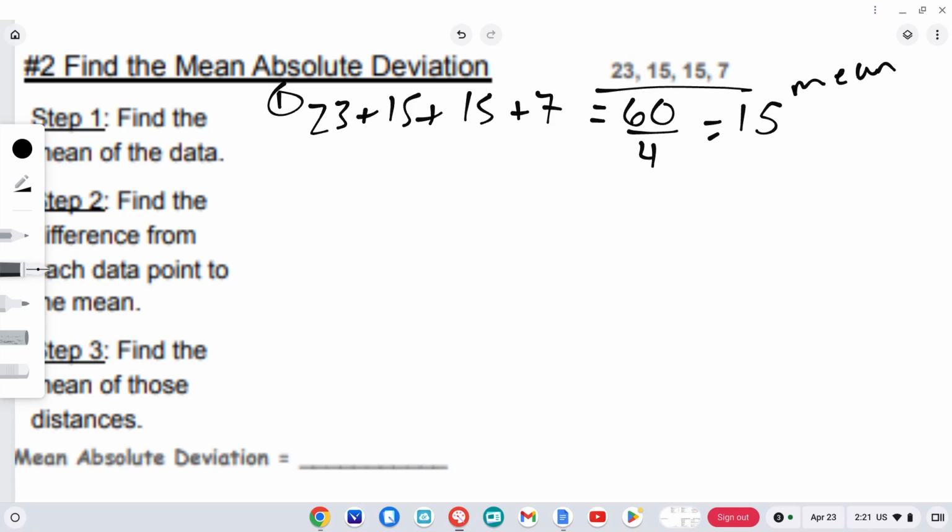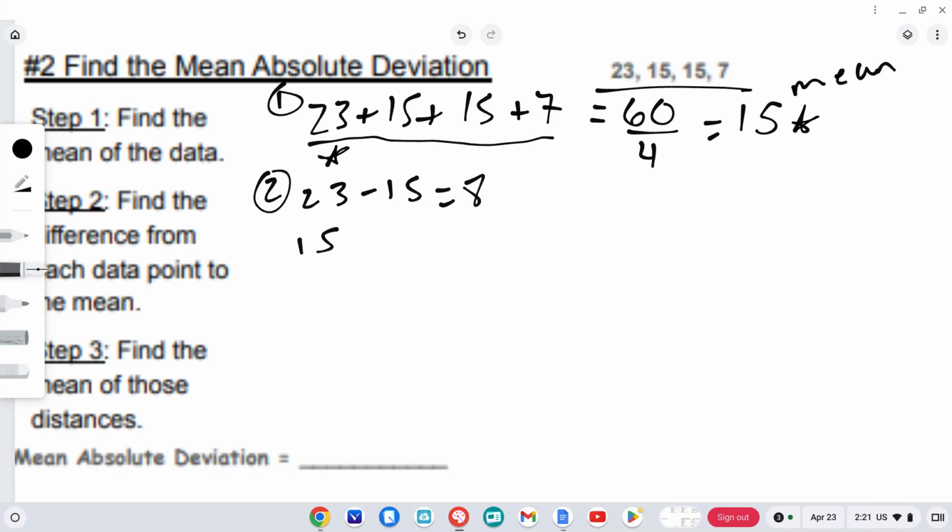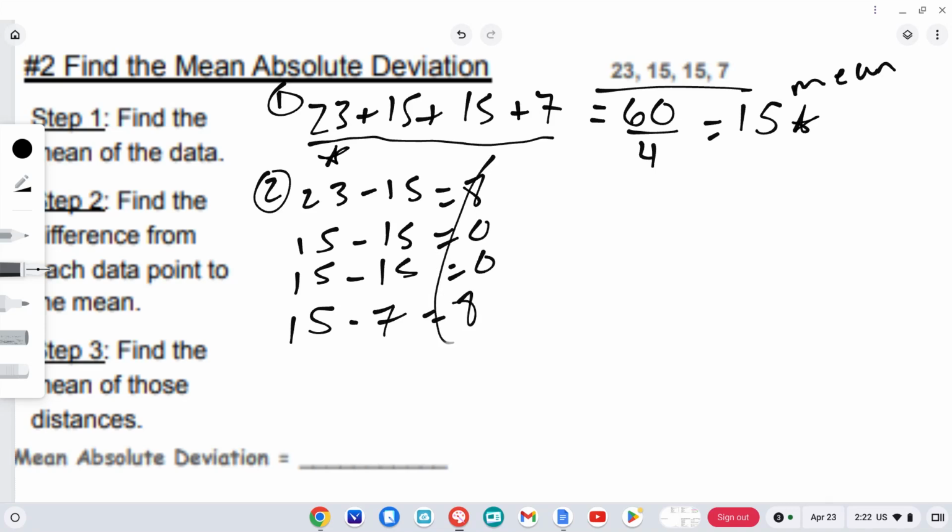Pause and think about, okay, what am I going to do? Now we're going to make our list, just going down the line, subtracting the bigger number minus the smaller number, using these numbers and our mean. So first one's 23. 23 minus 15 is 8. Then I have 15 minus 15. That's easy. That's 0. And another one of those, 15 minus 15 is 0. The last one's the number 7. So I'm going to start with the 15 because that's a bigger number. 15 minus 7 is 8. Okay, so now I have all my distances.